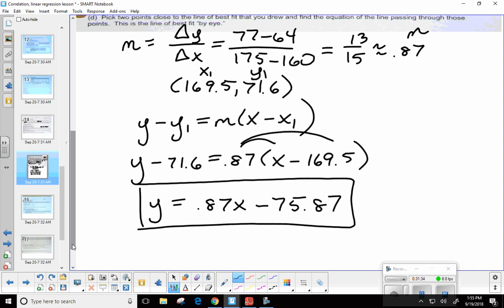Okay. So now we went through all this by hand. Well, now let's go ahead and see what the technology is going to say. Let's see how close we actually got.